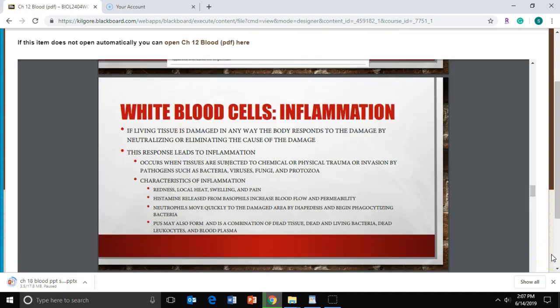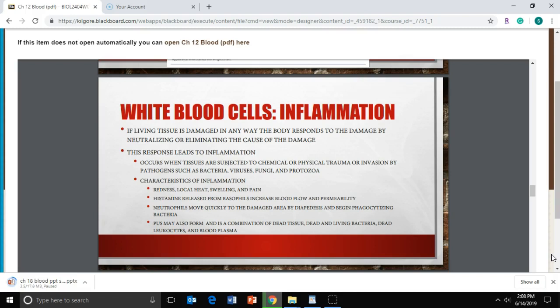If living tissue is damaged, white blood cells can cause inflammation. Inflammation occurs when tissues are subjected to some type of trauma. It might be physical trauma, it could be chemical trauma, it could be that organisms get into your body like bacteria or viruses. But the characteristics of inflammation are redness, heat, swelling, and pain.